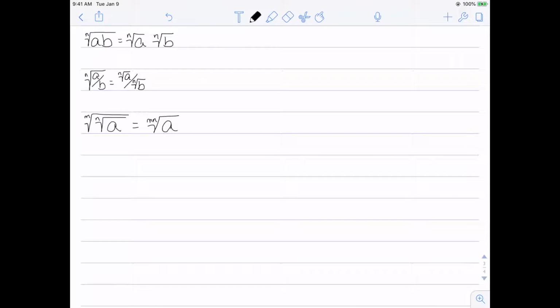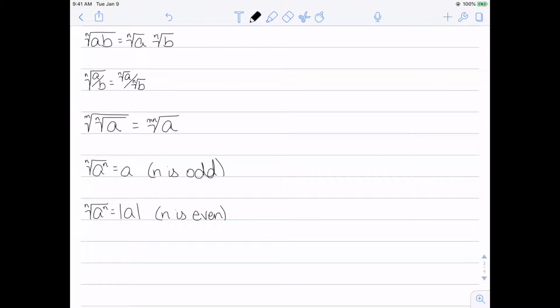If I try to take a root of a root, I multiply those roots. So the mth root of the nth root of a is equal to the mnth root of a. I have that the nth root of a to the n is equal to a whenever n is odd. So if that number n is odd, my root and my power will cancel each other out.